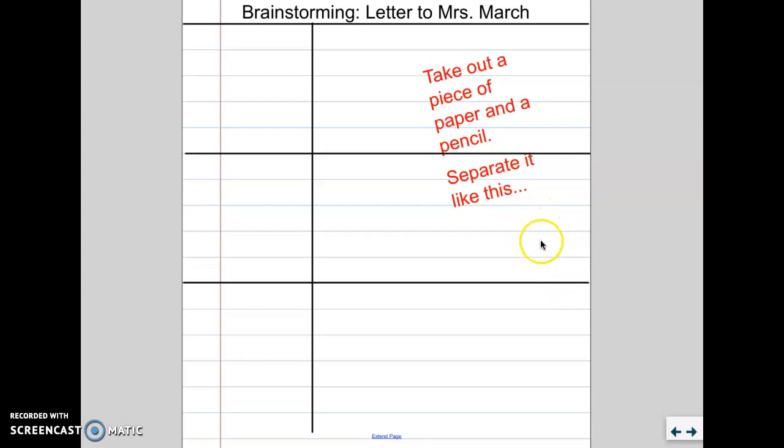So what I want you to do right now is take out a piece of paper and a pencil, and you are going to separate your paper into 3 sections, just like this. So label it brainstorming, letter to Mrs. March, and then you're going to draw a line and draw a line so you have 3 clear sections. And then I would like you to draw a line kind of down the middle, but a little bit smaller on the left side than the right side. So go ahead and pause your video, and this would be a good time for you to separate your paper and get it ready.